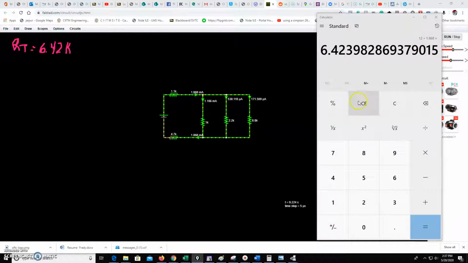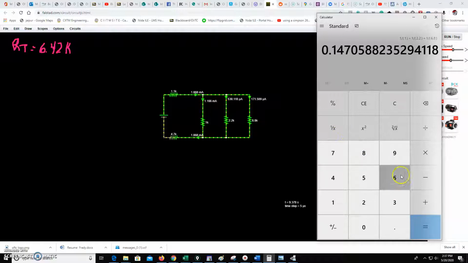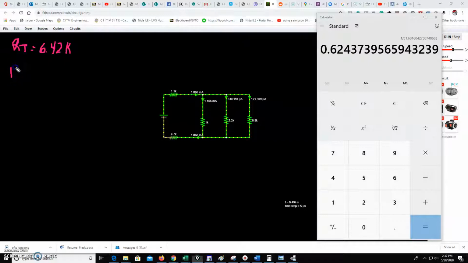So now we always have to solve the parallel first, so we're going to get the parallel branch equivalent here. So we're going to take 1, we're going to reciprocate it, plus 2.2, and we're going to reciprocate that, plus 6.8, and we're going to reciprocate that, and we're going to equal, and then hit reciprocal. Now we know it should be less than 1K, and it is. It's 624 ohms, or 0.624K.